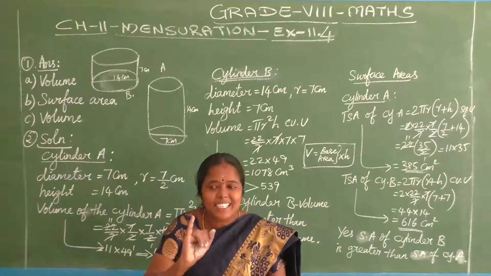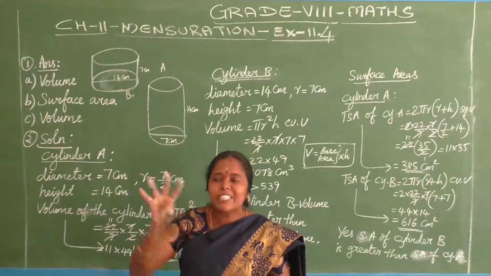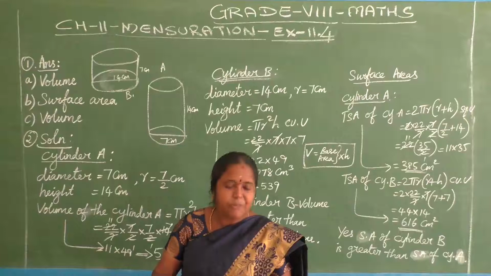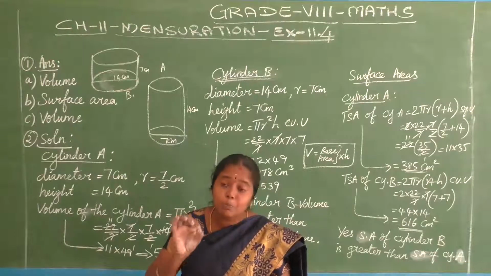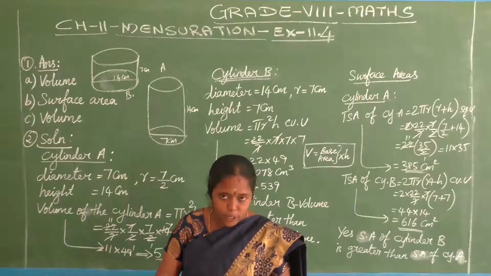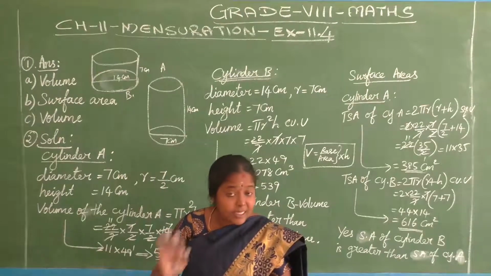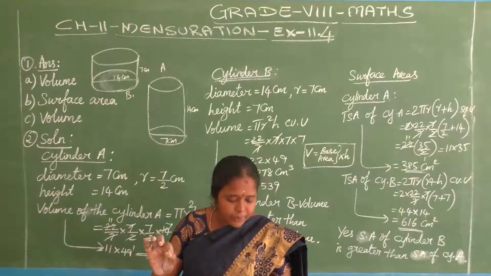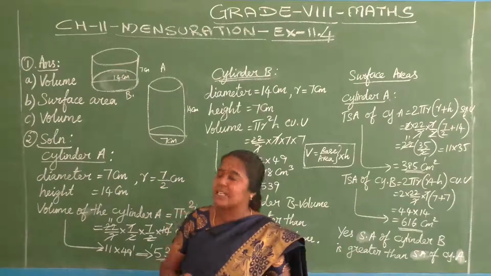Another thing they are asking: verify it by finding the volume of both cylinders. So first of all, they are telling us just to guess, without calculation, which has the bigger volume. Secondly, they are telling us to verify it by finding the volume of both cylinders, using the formula. And then the third part they are telling: check whether the cylinder with greater volume also has the greater surface area.